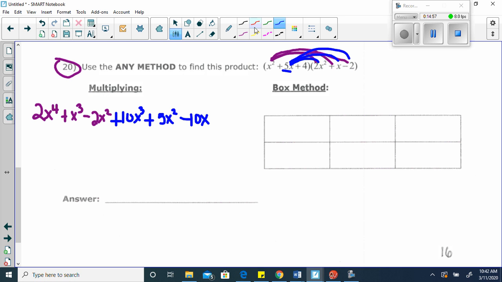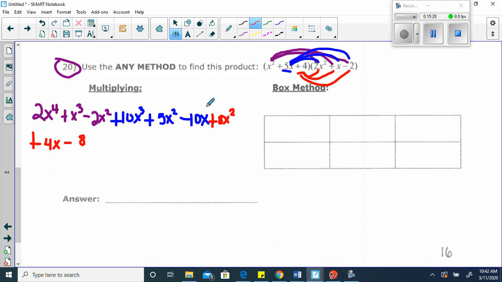I'm not done. I still have to do 4. 4 times 2x squared. So 8x squared. Might have to write this down a little bit. That's okay. Okay? Plus 4 times x, 4x. And lastly, 4 times negative 2 is negative 8.